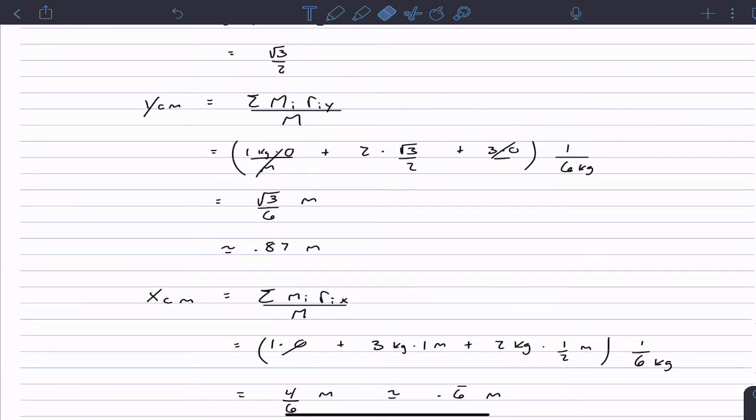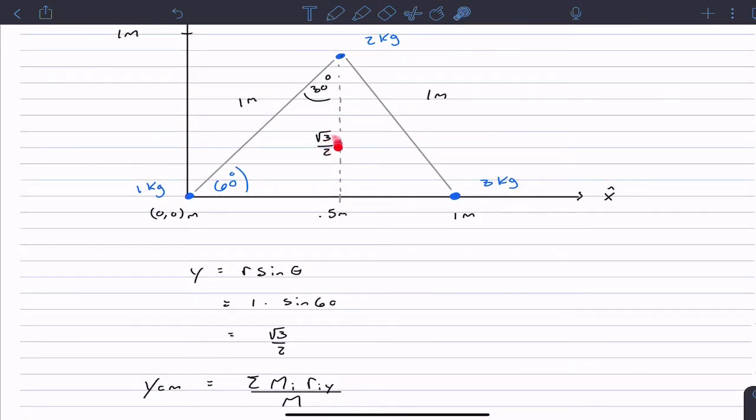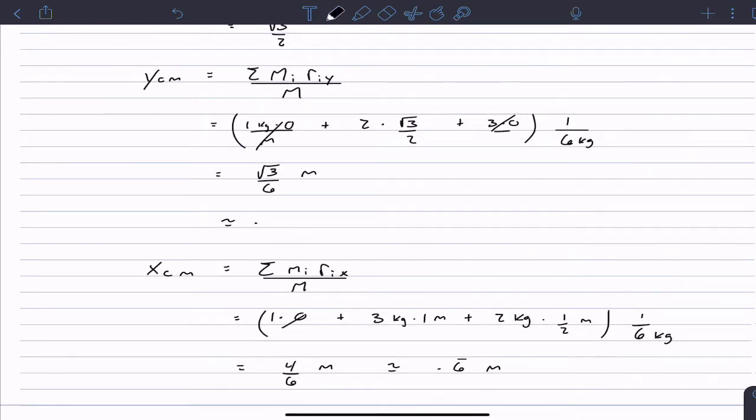Sorry, this is wrong. This is actually not 0.87. That was the height. Square root of 3 over 2 ends up being 0.87. That's why I got confused. This is actually, if you put this into a calculator, you actually get 0.28. We'll call it 0.29 meters. Okay, so that's what we have.